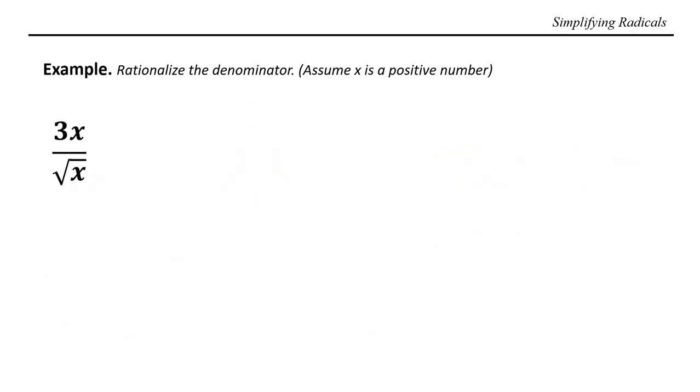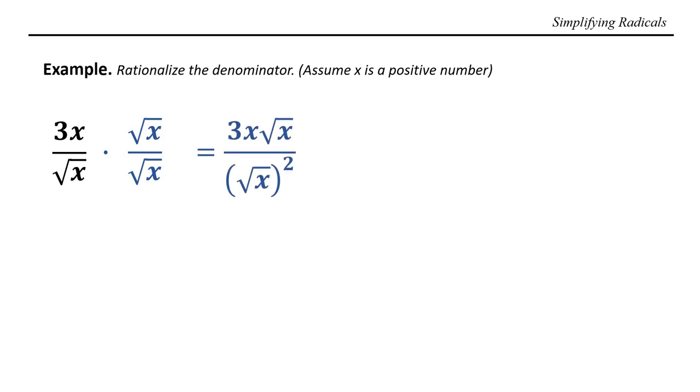So in this one, we're going to rationalize the denominator. What that means is to get rid of any radicals in the denominator. In order to do this, we want to multiply both the numerator and the denominator by the square root of x. Once we do that, our denominator would be the square root of x squared, which means they can cancel.